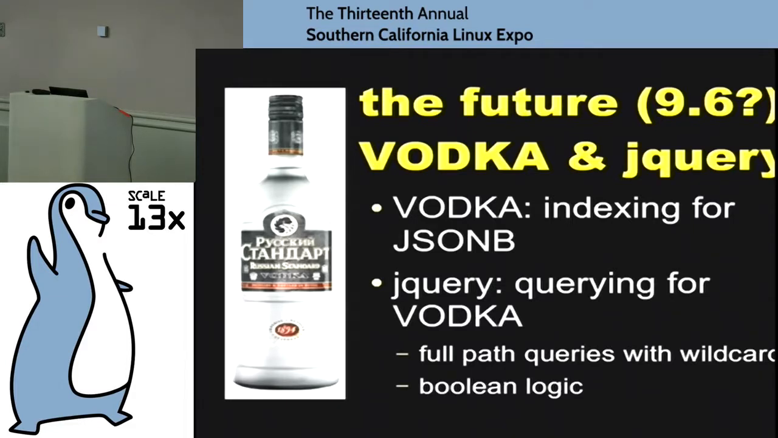It was a Java project called jQuery, but it's dead now. And that will support things like path queries with wildcards in some sensible way. The work for this isn't done yet. We were hoping this would be in 9.5, but they're not ready for 9.5. It's not going to be in there. So 9.6 hopefully.